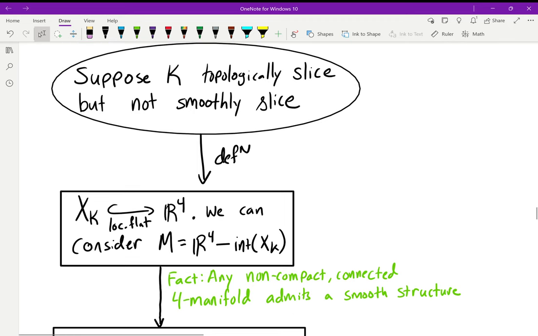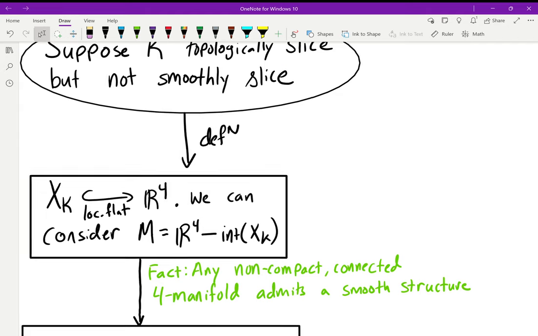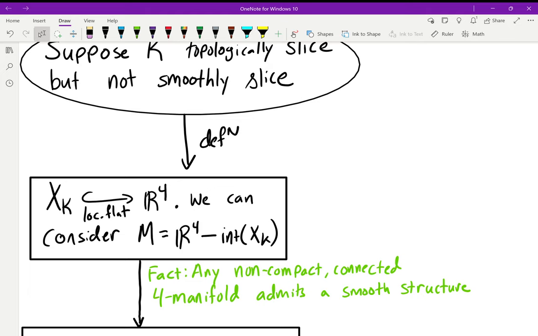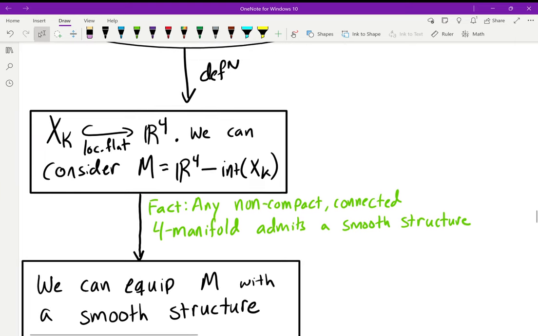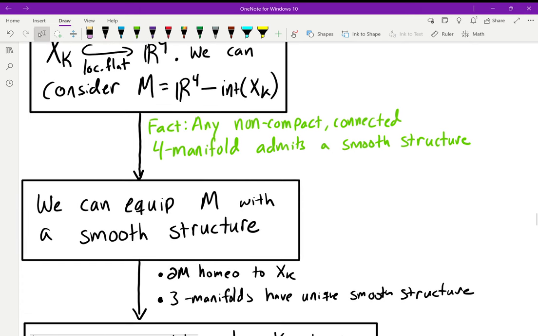Another fact I'm going to appeal to but not prove, because that's beyond the time and patience we have, is that any non-compact connected four-manifold admits a smooth structure. This thing is definitely non-compact, connected, and a four-manifold, so it has a smooth structure. Yay! So we equip M with such a smooth structure. The first thing to note is that the boundary of M is homeomorphic to our knot trace, and three-manifolds have a unique smooth structure.